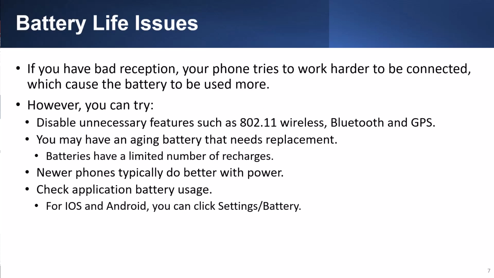If you have bad reception, your phone tries to work harder to be connected, which causes the battery to be used more. However, you can try disabling unnecessary features such as 802.11 wireless, Bluetooth, and GPS. You may have an aging battery that needs replacement. Batteries have a limited number of recharges. Newer phones typically do better with power. Check applications battery usage. For iOS and Android, you can click Settings, Battery.